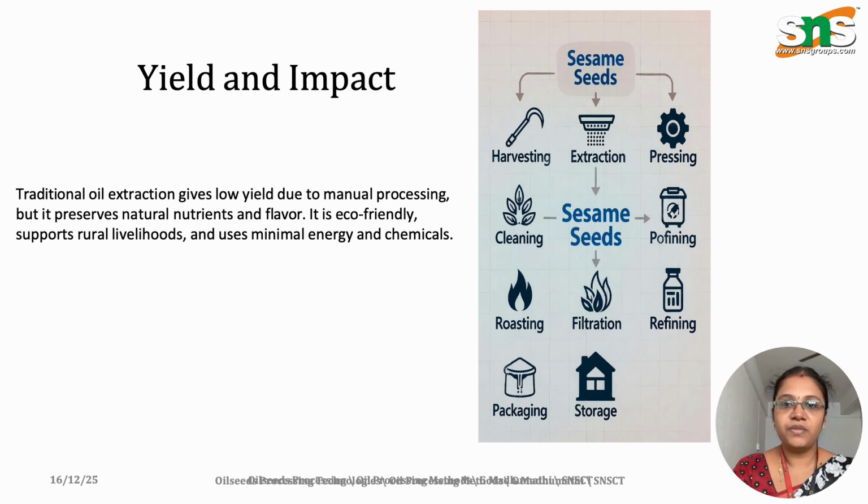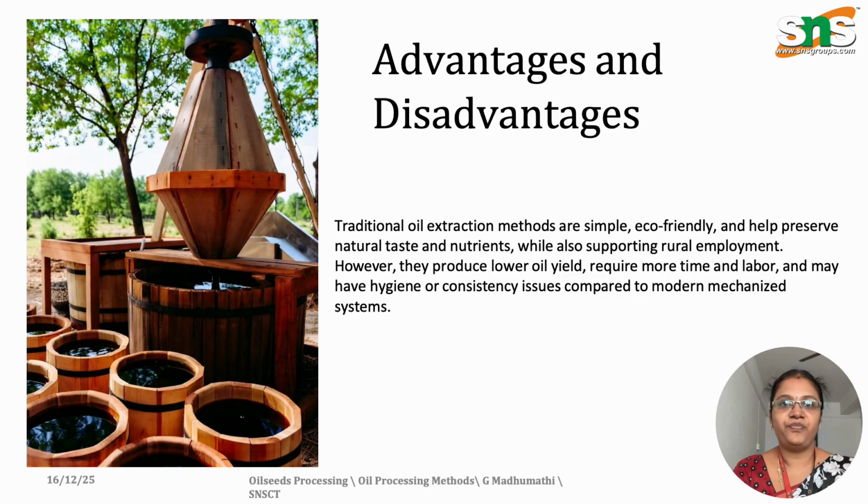So for example, in the picture we can see for sesame seeds the steps: harvesting, cleaning and pressing. Then we roast, filter, refine, and package and store. So these are all done with the manual process only. So since it is manual, obviously the yield will be less. And the next one, getting into the advantages and disadvantages of the traditional method.